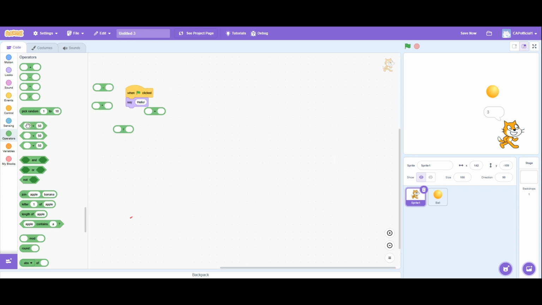Then here, this is a condition. We know it's a condition because it's in a hexagon block. So here, the condition is the number is greater than 50. Here, it's the number is less than 50. And here is the number is equal to 50. So these are all used to just compare numbers, compare values.